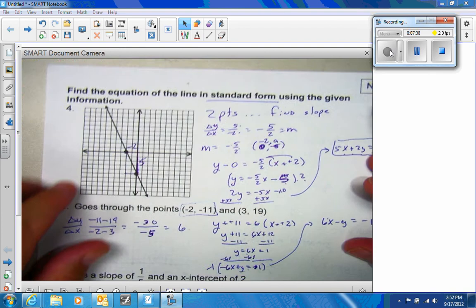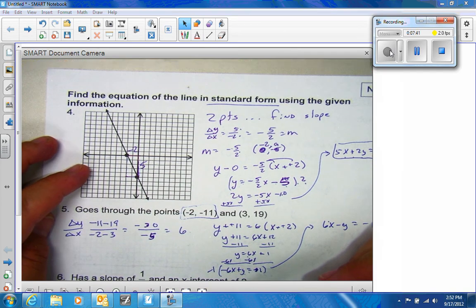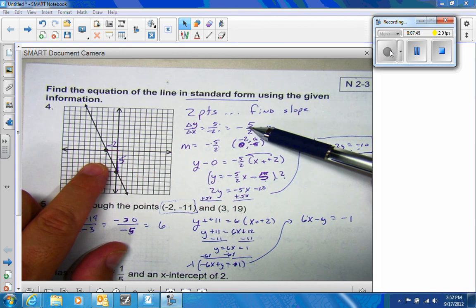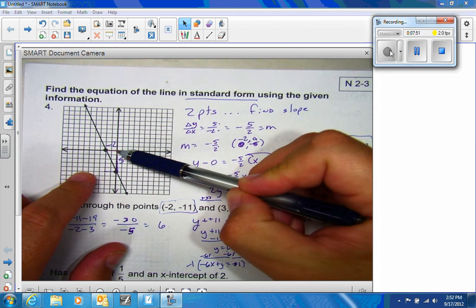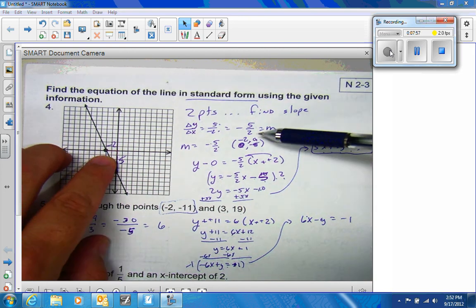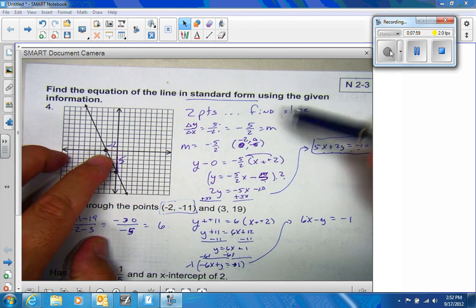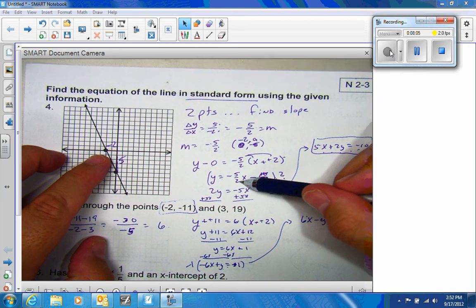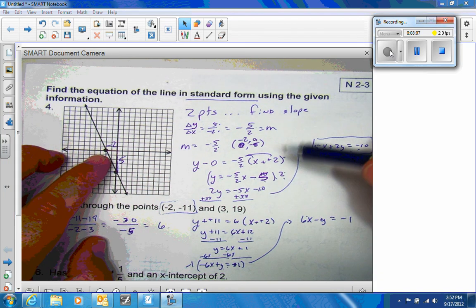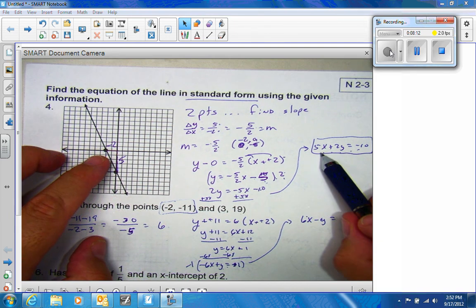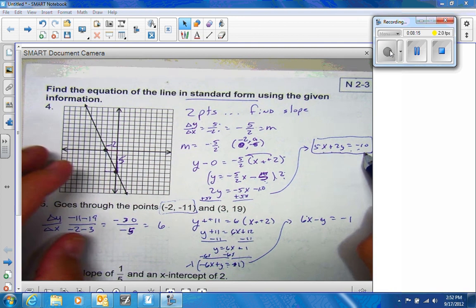On the back, we're going to put all of these in standard form. Actually, all 4 of them in standard form with the given information. So I'm given 2 points. Find the slope. Up 5 to the left 2 gives me a negative slope of -5/2. I decided to use the point (-2, 0), and I put it in point slope form. I then solved for y. I eliminated the denominator by multiplying everything by 2, and then putting both the x and y on the same side, which gave me 5x plus 2y equals -10.